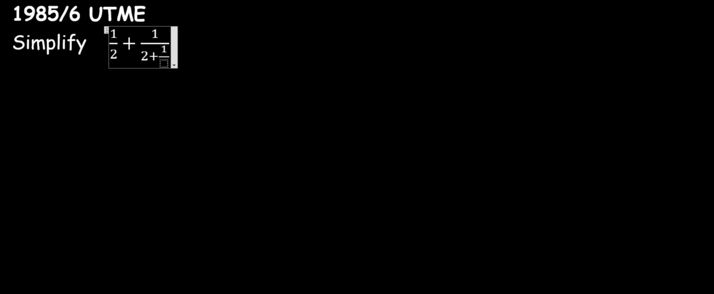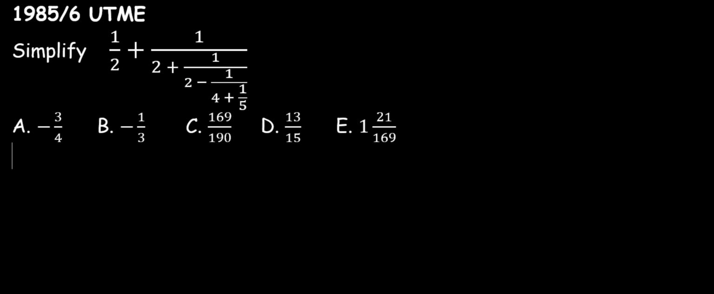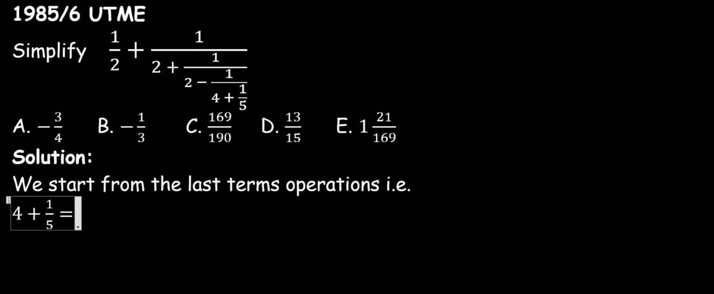Another example. Simplify 1 over 2 plus 1. In the denominator, you have 2 plus 1 over 2 minus 1 over 4 plus 1 over 5. The options are given. Solution. We start from the last term's operation. That is 4 plus 1 over 5, which is the same as 20 plus 1 over 5. You just multiply out 5 times 4 plus 1. 5 times 4 is 20, plus 1 over 5. And that's the same as 21 over 5.